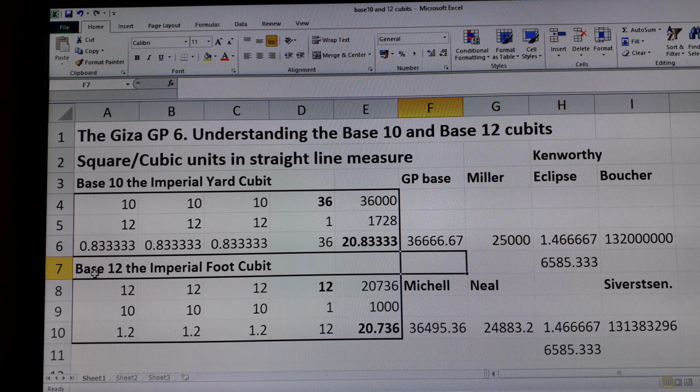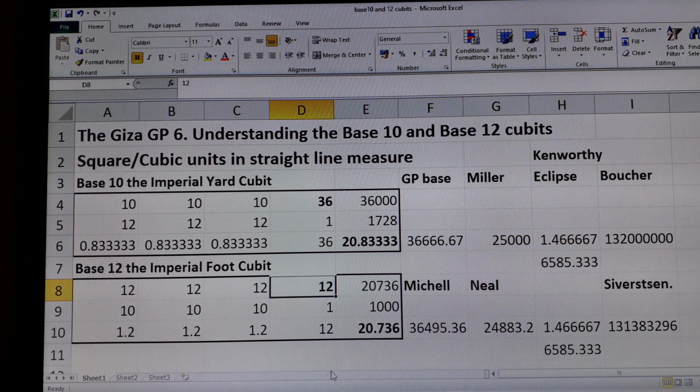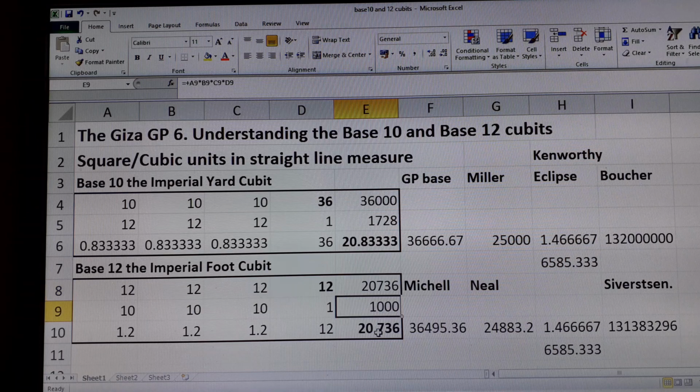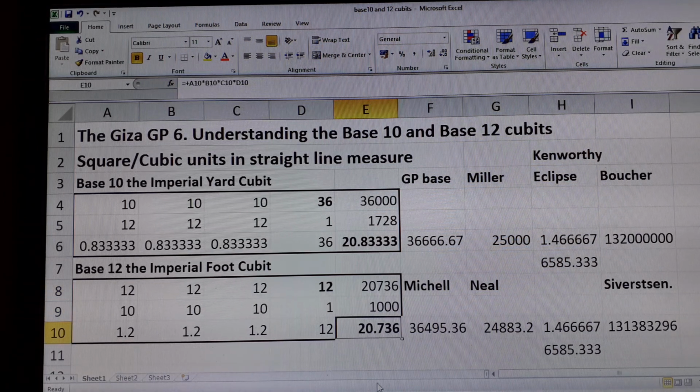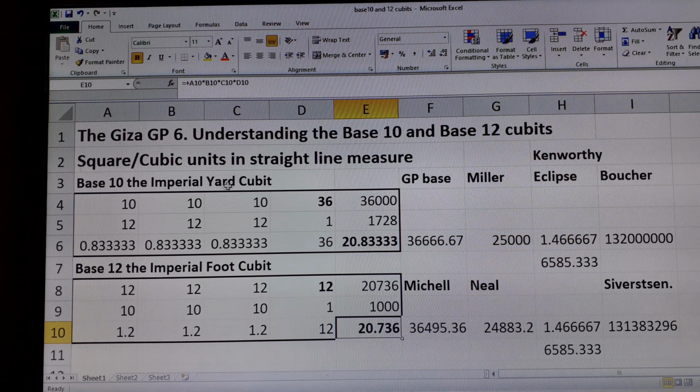And I call the base 12 qubit the imperial foot qubit because we multiply it by 12. So it's 12 over 10 times 12 over 10 times 12 over 10, which is 20736 divided by 1000, and that's it. Now the same applies to the base 10 imperial yard qubit, except we reverse this. 10 over 12, 10 over 12, 10 over 12, multiplied by the yard 36. We get 36000 over 1728.